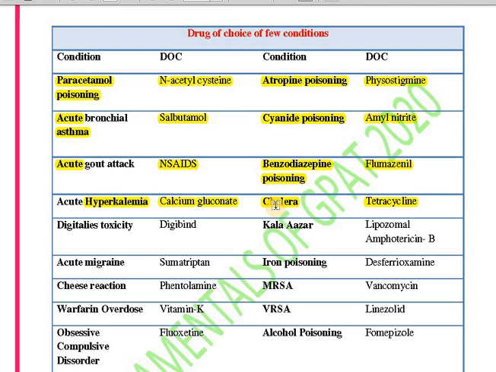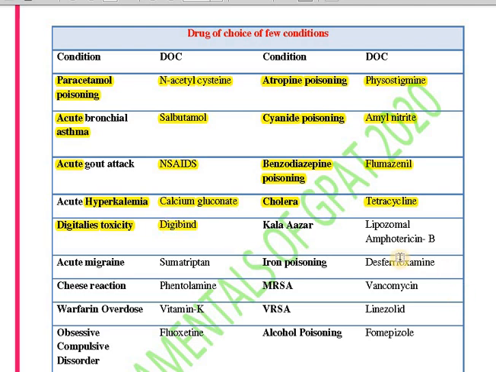जो कॉलरा का पेंडेमिक आया था, it was unstoppable and at the time tetracycline was used effectively to control the cholera. Okay, so next one is digitalis toxicity. The condition is digitalis toxicity. If there is a toxicity of digitalis, there is one specific antidote for digitalis, that is known as digibind. Okay, digibind is the specific antidote or drug of choice in case of digitalis toxicity.